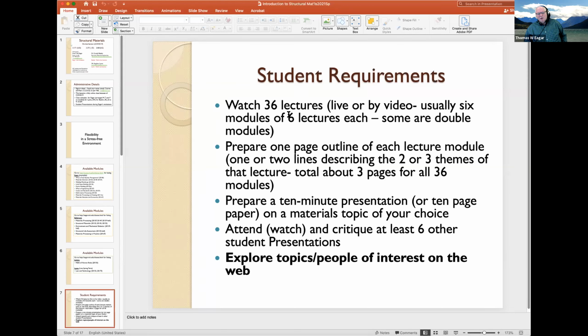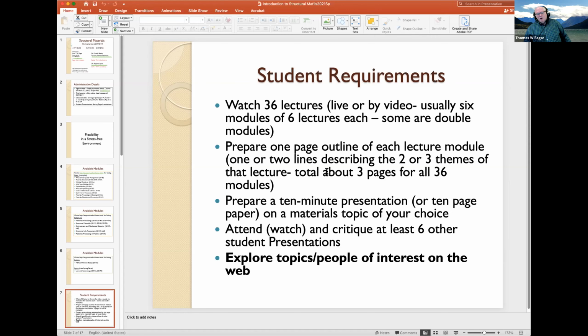So here's one of the requirements. You got to watch 36 lectures, live or by video. Many of them are 6 lectures each. We used to do 12 lectures each, but we found the students like smaller sound bites of lectures. Some are still double modules just because they were the way they were developed. So some of them are 12 lectures, some of them are 6 lectures. You've got to pick 36.